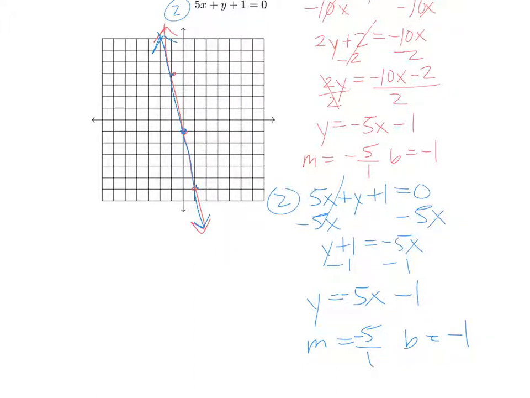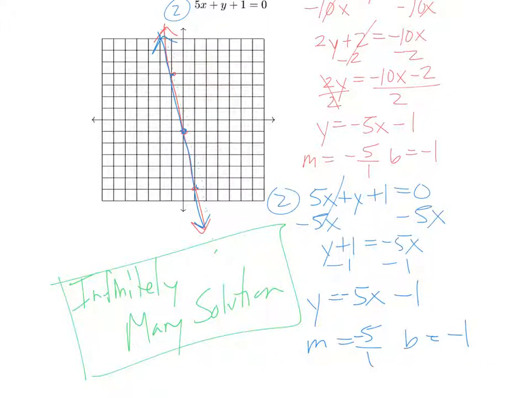All right, so the lines overlap. So they intersect at all these points. It just goes on forever. So that's why there are infinitely many solutions. All right, on to the next.